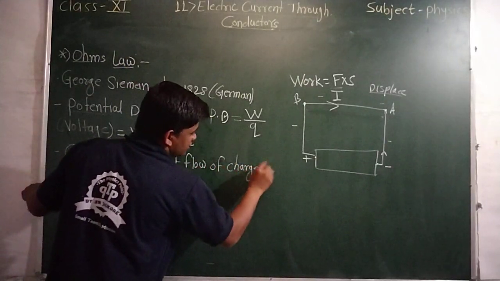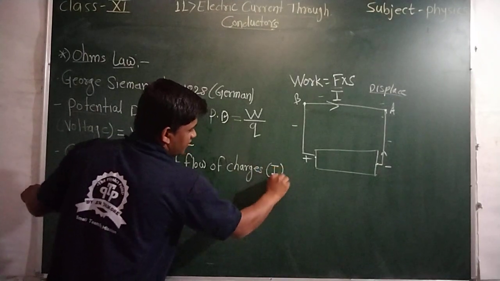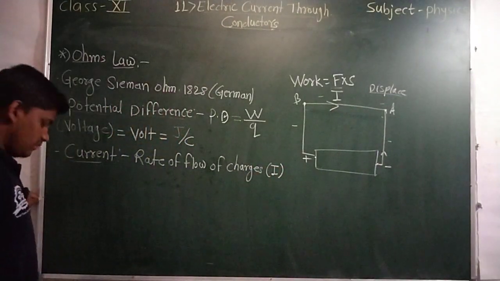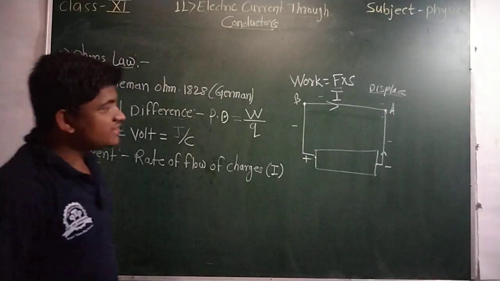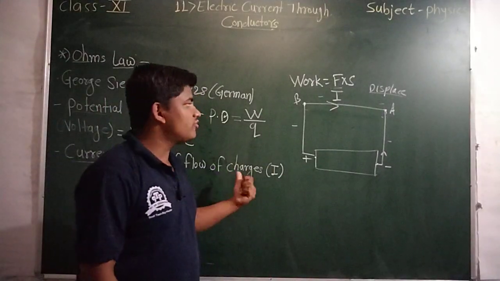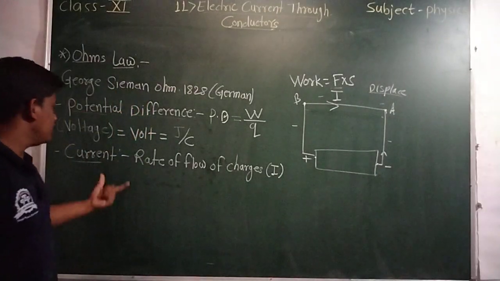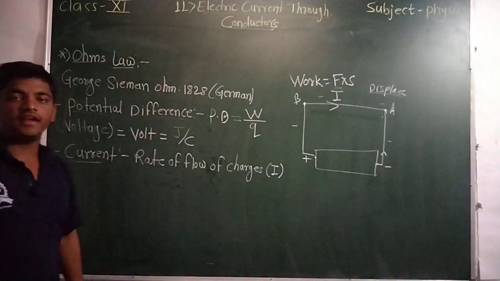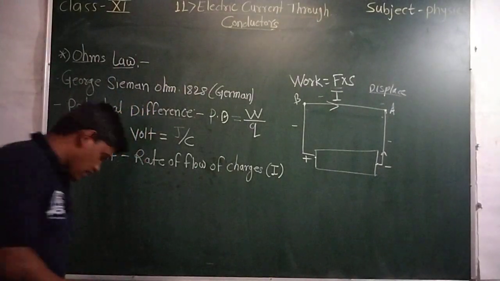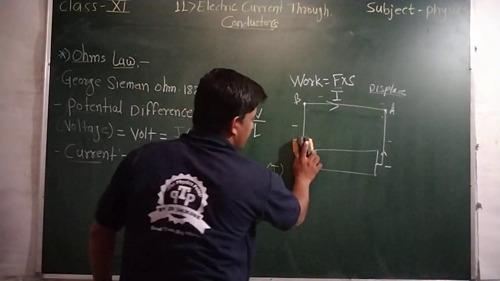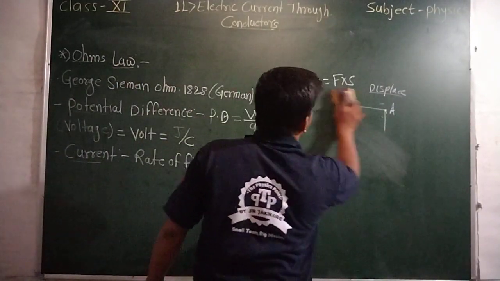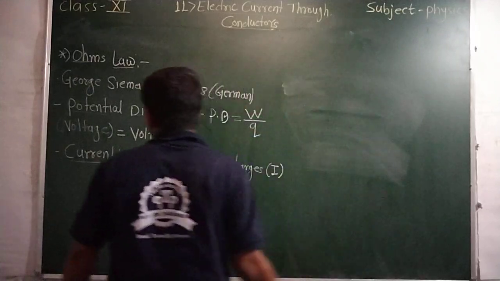Charges flow is called current, that is I. And in these lectures we are discussing Ohm's law, its graphical representation, and the relationship between the current and potential difference. Then I can start to state the law, that is Ohm's law.